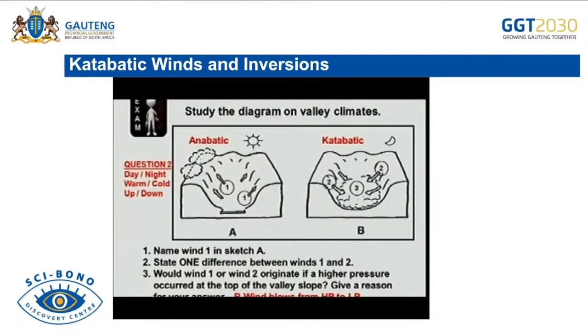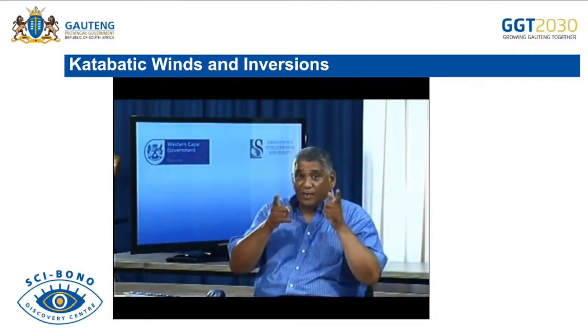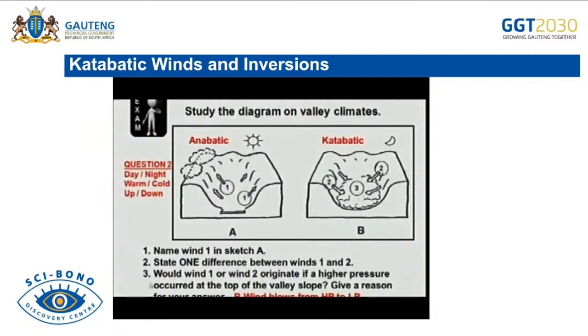Now, here we've got: would wind 1 or 2 originate if a higher pressure occurred at the top of the valley? Which one of these two would occur when the higher pressure is at the top of the valley? Remember what we have learned in grade 11. We have learned that winds always blow from a high pressure to a low pressure. Remember that.